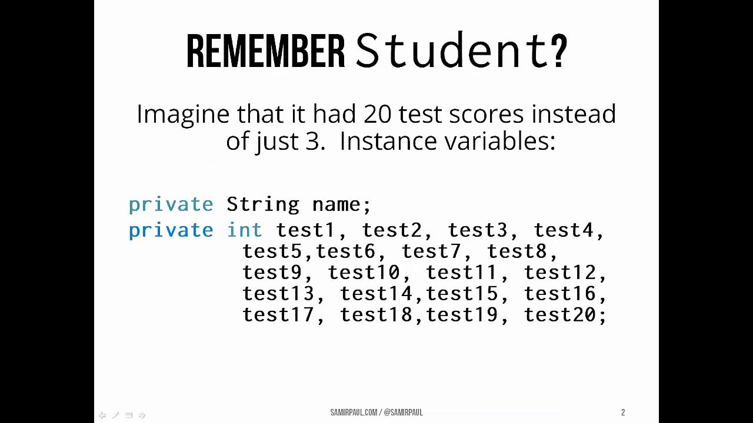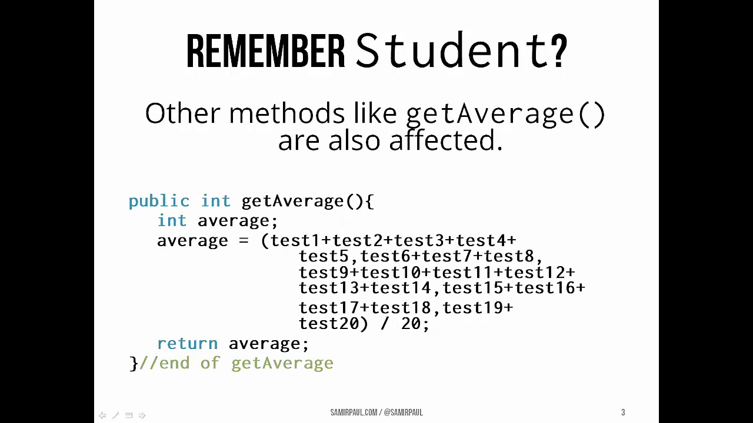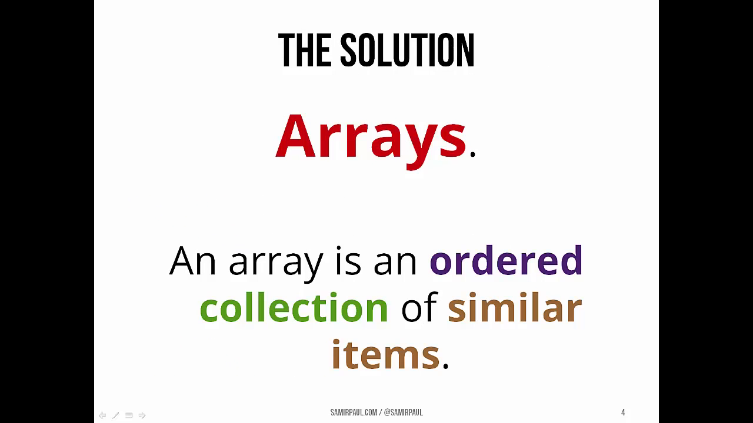Well, we'd end up having to have 20 different instance variables, all of type int, and they all really represent the same kind of thing. Other methods like getAverage and really everything else that works with those instance variables at all would be affected too. It's just a big hassle to work with, and fortunately, because we have arrays, we have a way to handle this situation a bit more gracefully than just having separate variables for each individual value we want to work with. An array is an ordered collection of similar items, and it's a way for us to group together similar items into a single entity that we can refer to with a single name.